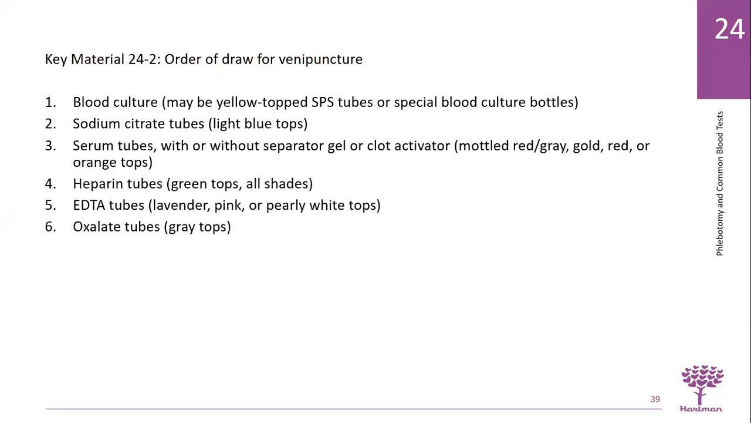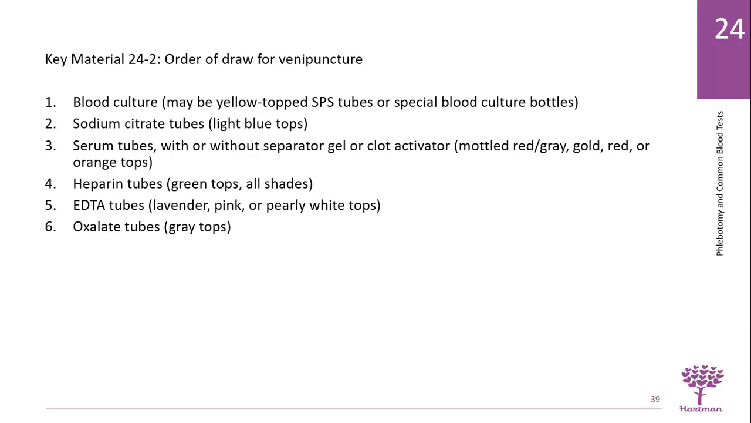So, some key materials that are needed for an order of draw for venipuncture. You have your blood culture. These are different types of tests. Your blood cultures may be yellow top SPS tubes. Your sodium citrate tubes are your light blue tops. You need to know every one of these. Your serum tubes with or without separator gel or clot activator would be your mottled gray, your gold, your red, or your orange top tubes.